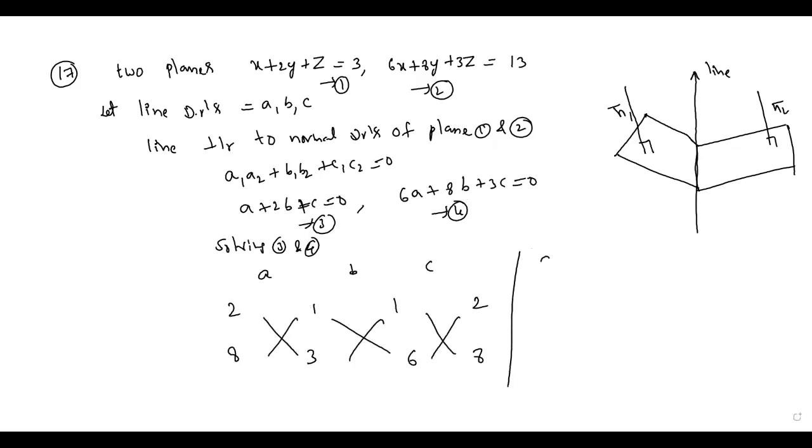Easily we can recognize A by applying AD minus BC. 2 times 3 is 6 minus 8, that is minus 2. B by 1 into 6, 6 minus 3, that is 3. C by 1 into 8 minus 12, that is minus 4. Now these values are proportional. If you multiply by minus, what will you get? A by 2, B by minus 3, C by 4.